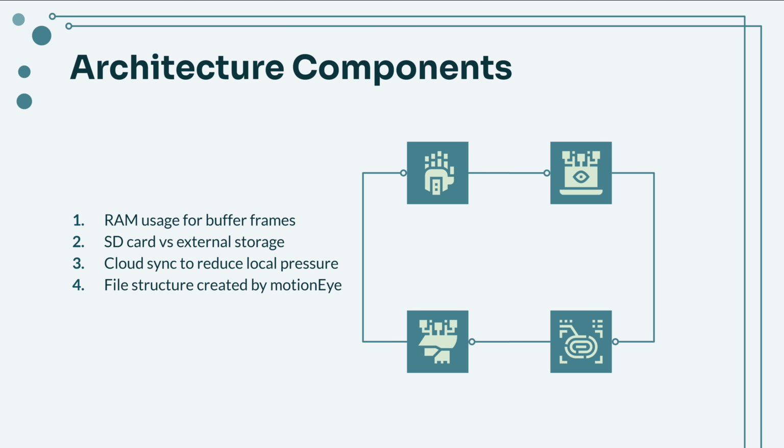Next is the memory and storage. Video recording isn't light, and each frame has to be stored in memory before encoding, and the Pi doesn't have a ton of RAM compared to a normal computer. If the encoding's too slow, frames pile up and get dropped.